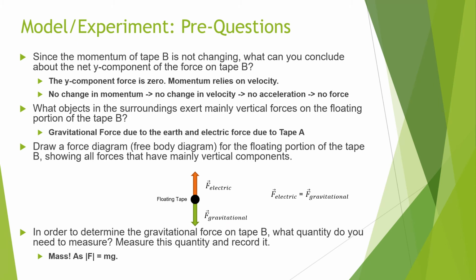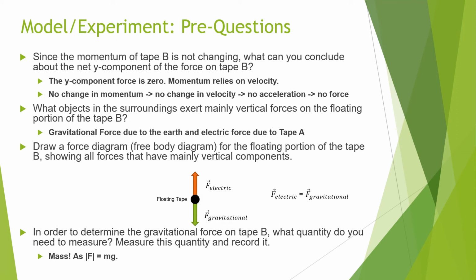Before we go to the results, we're going to answer some questions. If there's no change in momentum, we know that there's also no change in velocity. And if there's no change in velocity, we know that there's zero acceleration and thus zero force. The only vertical forces on the floating portion of tape B include the gravitational force due to the Earth and the electric force due to tape A. And we know that their magnitudes are equal to each other, as there is no momentum in tape B, meaning that there is no net force in tape B, meaning that the opposite forces have to cancel each other out.